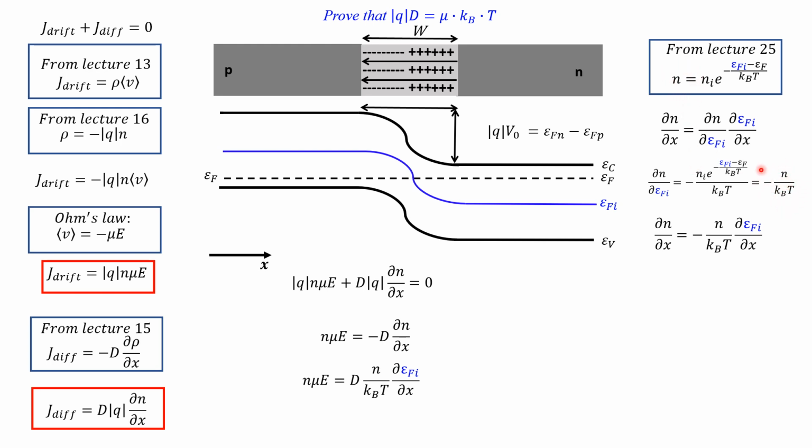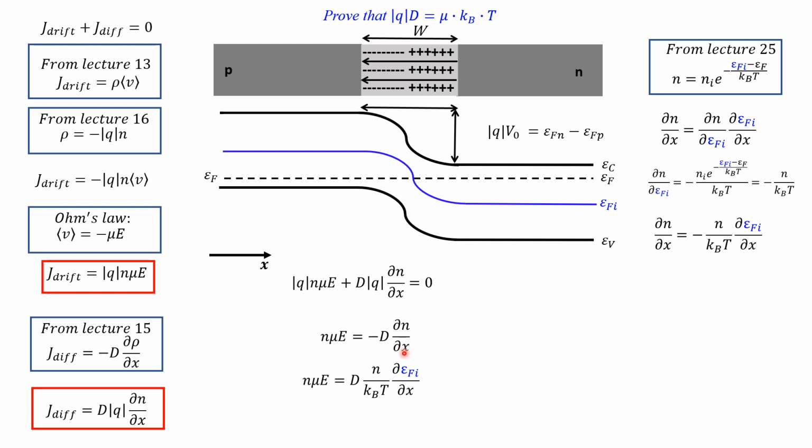So we end up with this expression for the derivative, and then we can use it here to get this expression for the derivative of n with respect to x. And when you use this expression here, we end up with this equality connecting n, the concentration, the electric field, and the derivative of the intrinsic Fermi level with respect to space.